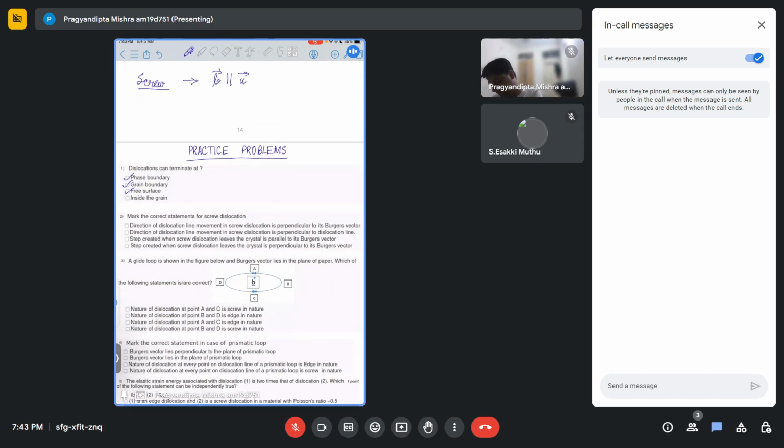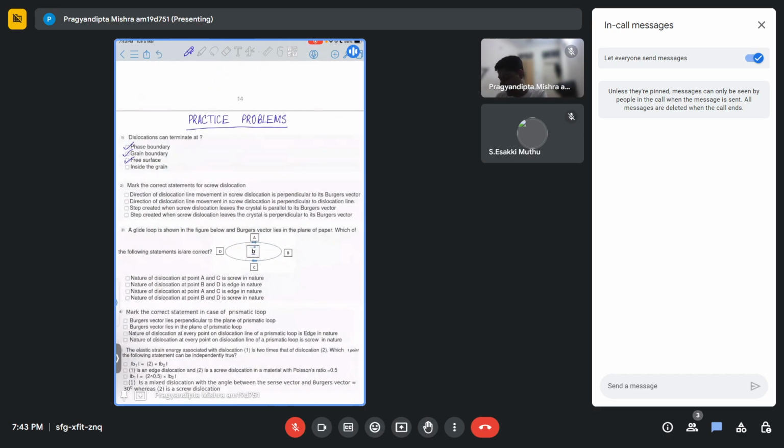Next they have asked, mark the correct statements for screw dislocation. Direction of dislocation line movement in screw dislocation is perpendicular to its Burgers vector. That is correct. They're not saying dislocation line, dislocation line movement has to be perpendicular to Burgers vector. That is very right. Direction of dislocation line movement in screw dislocation is perpendicular to dislocation line. Again correct. Step created when screw dislocation leaves the crystal is parallel to its Burgers vector.